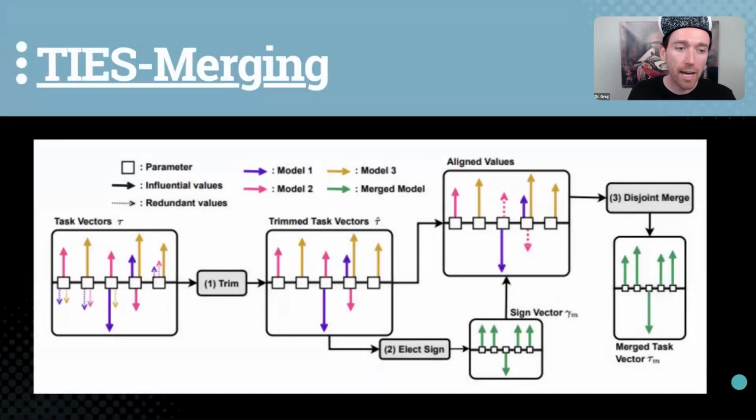Here's a visual representation that we can look at, where we have these task vectors, and we might do some trimming, and then we're going to go ahead and decide on the signs, and ultimately we're going to be able to get a merged model that takes the task vectors that we want, that matter the most, that we really care about.